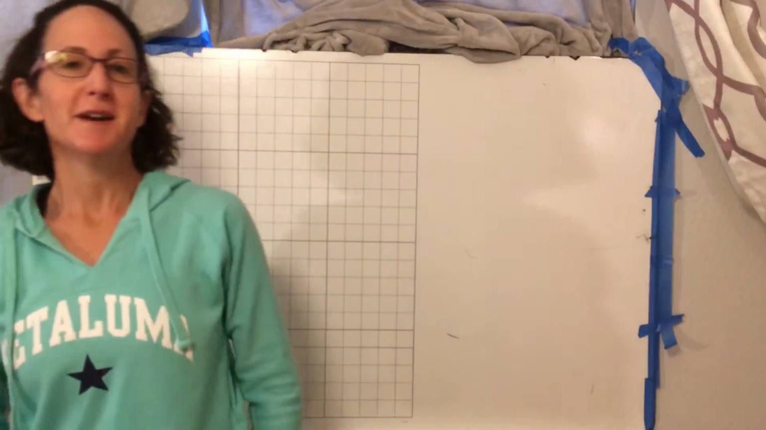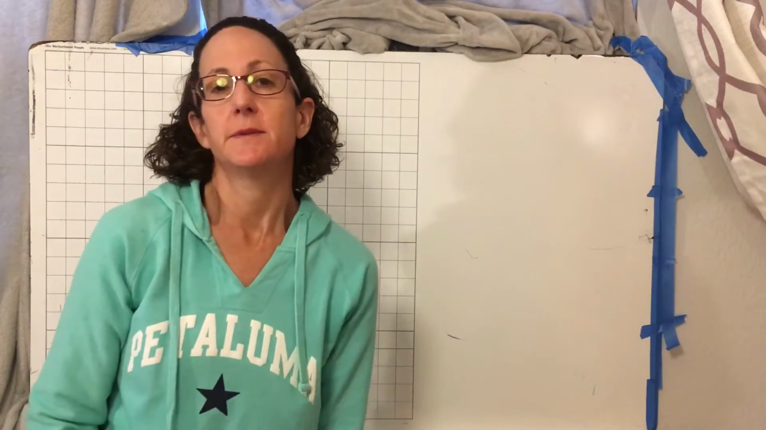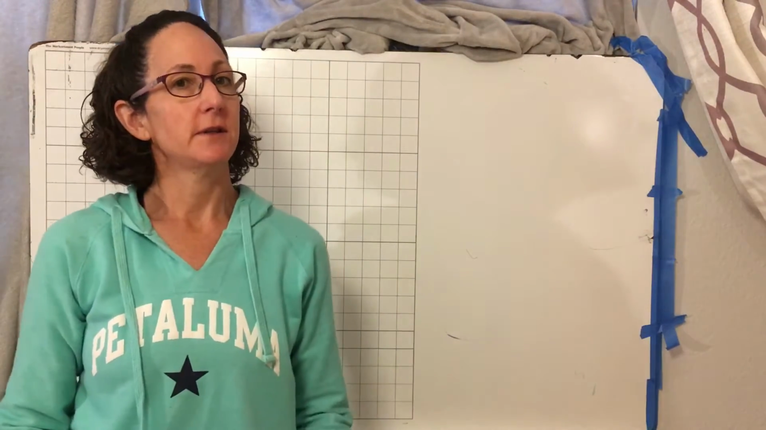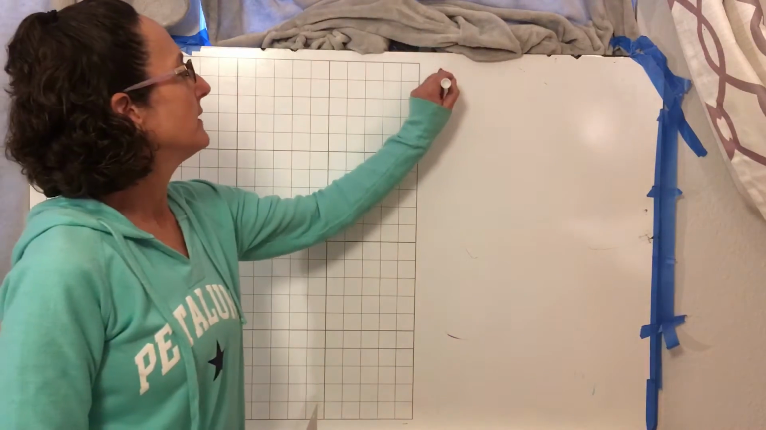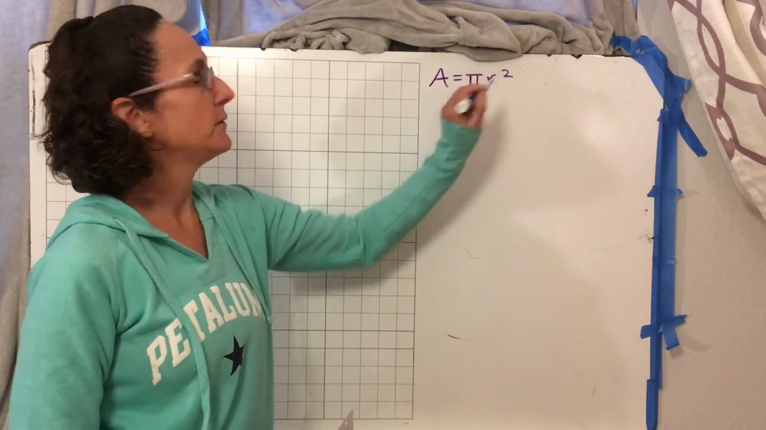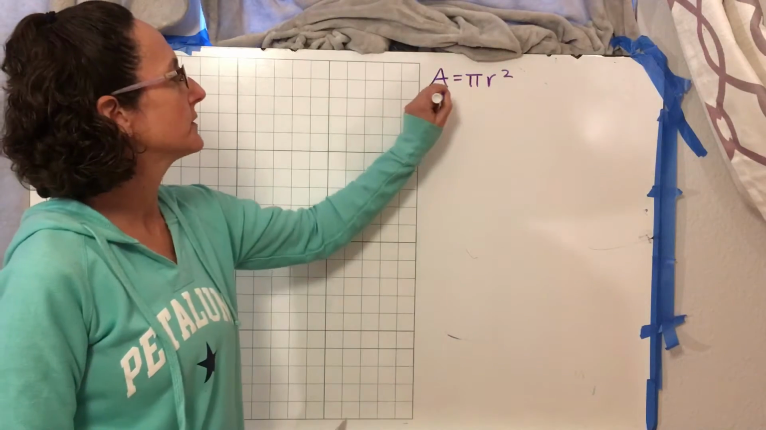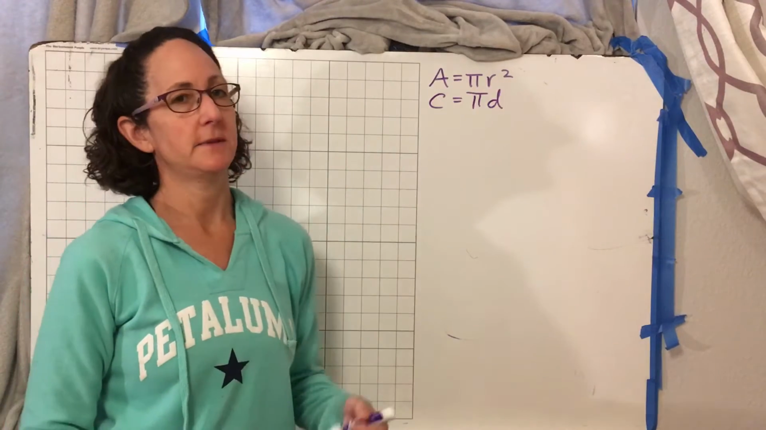Hi, geometry. So today we are going to combine the two concepts of area and circumference of a circle. I just want to remind you guys of a couple formulas. Remember, area of a circle is pi r squared. So the thing you really need is the radius. And the circumference of a circle, which is kind of like perimeter, is pi times the diameter.